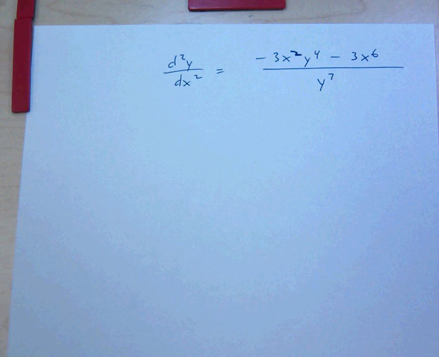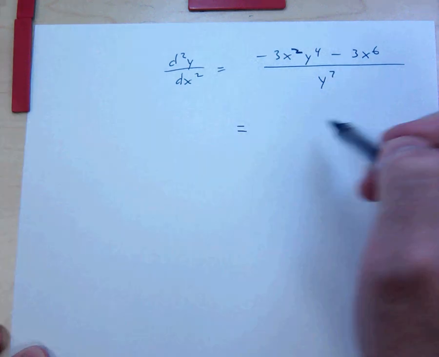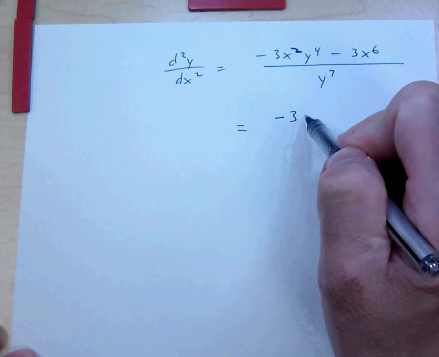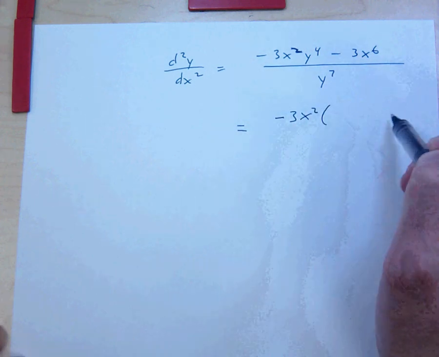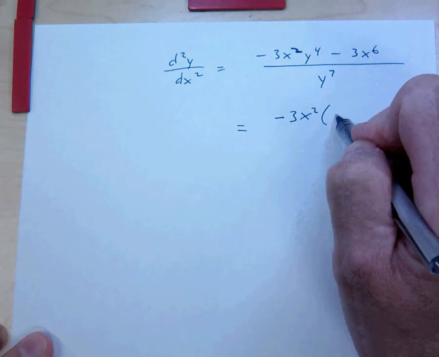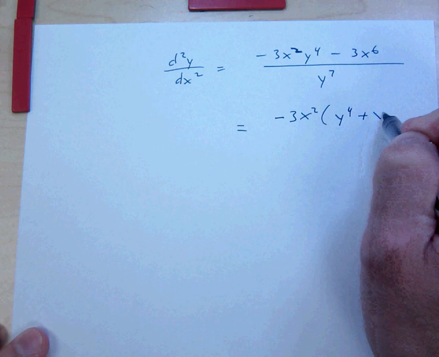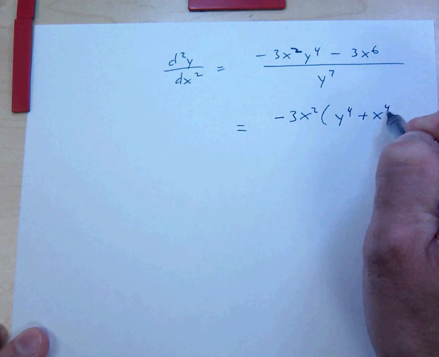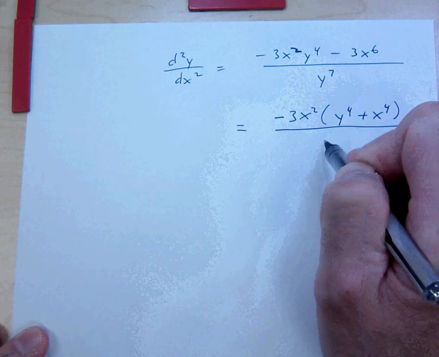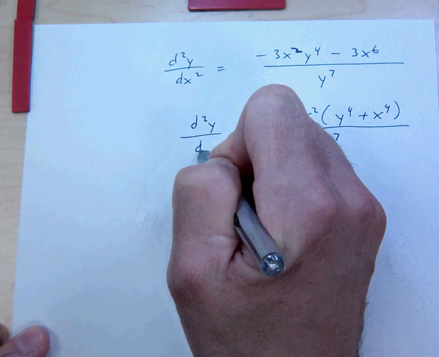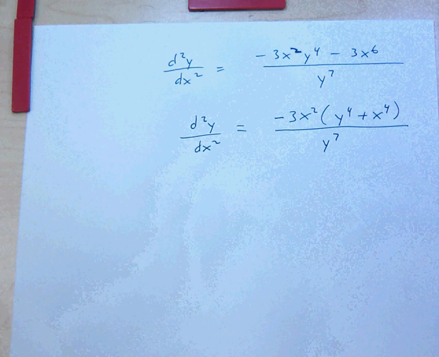What can I pull out of the top, guys? A negative, what else? A 3, and what else? X squared. What does that leave me with? Y to the fourth plus what? X to the what? Fourth, all over what? Y to the seventh. Any questions so far? I'm not done. Any questions so far?